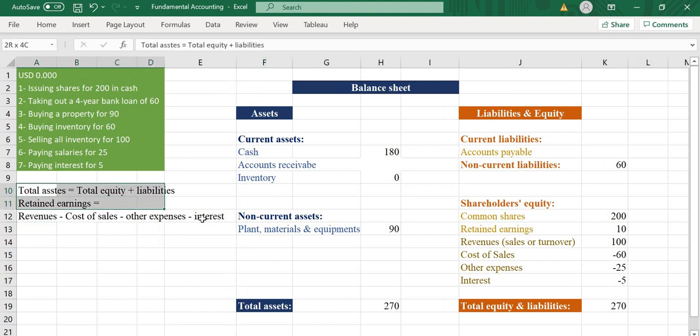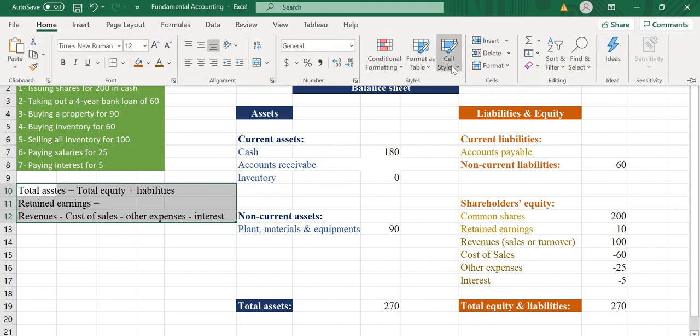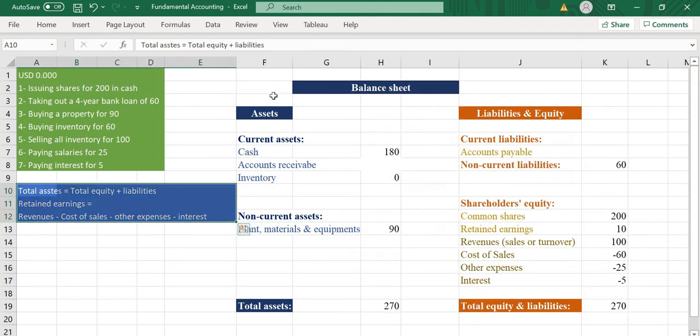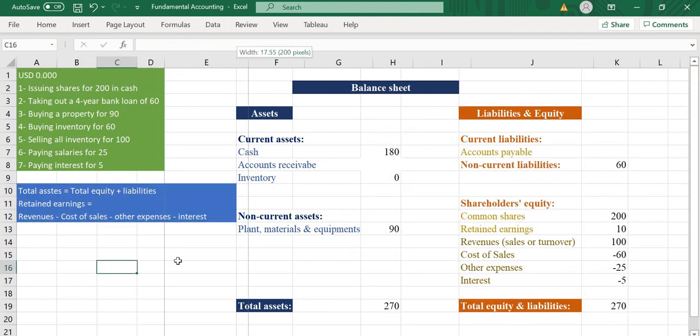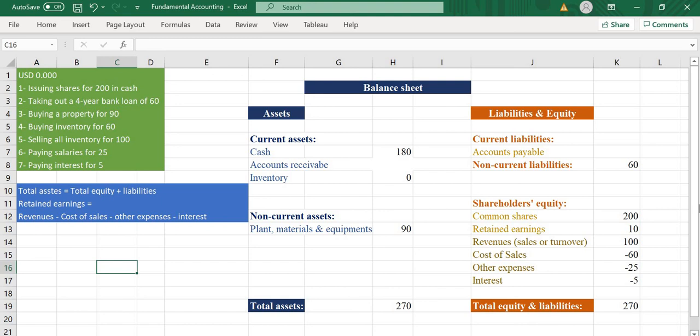And I'm going to highlight this cell. So that's quite simple, to start with a very basic step for constructing a company's balance sheet. Hope this helps new students and beginners who just start studying accounting and financial statements.